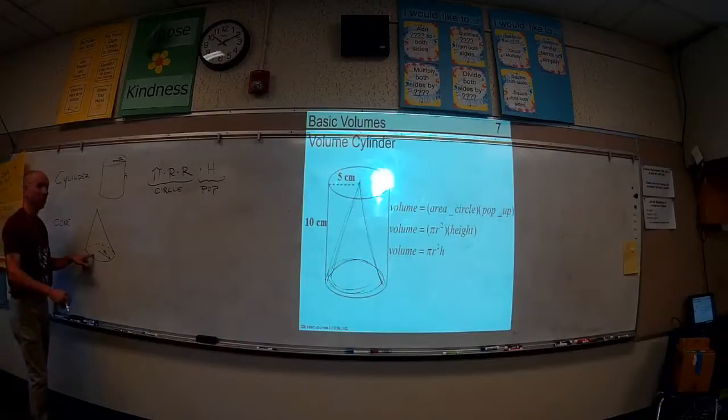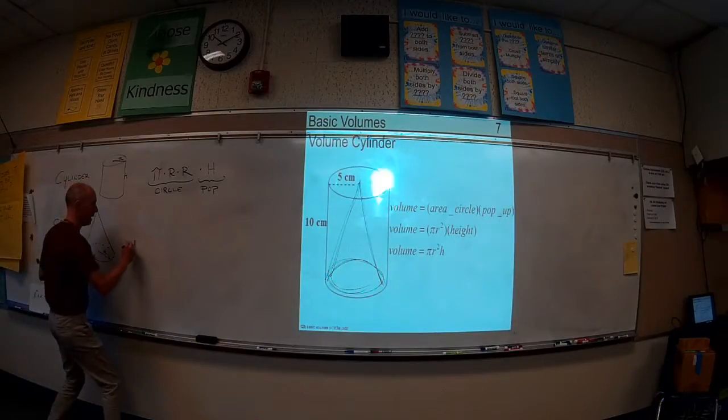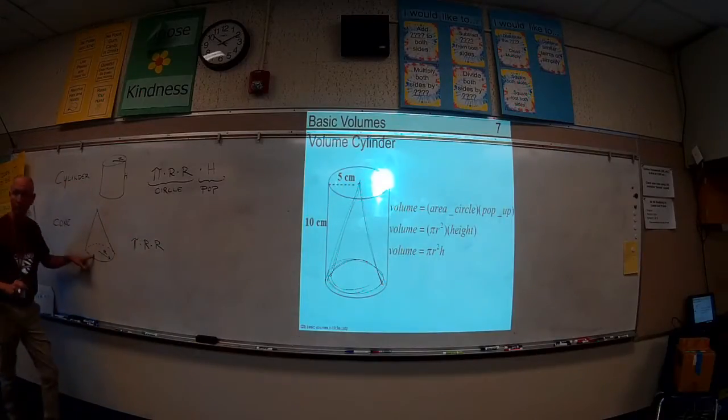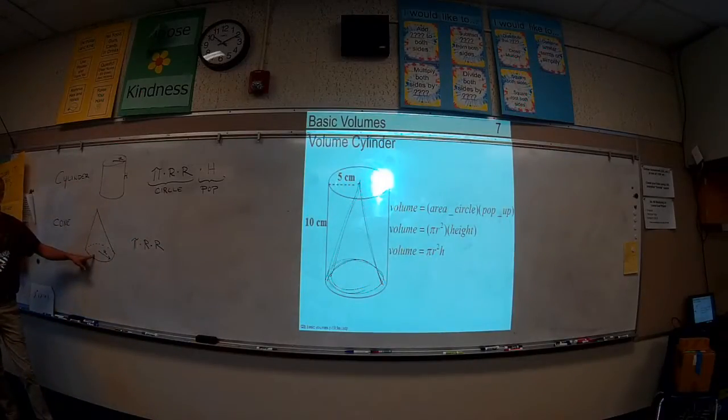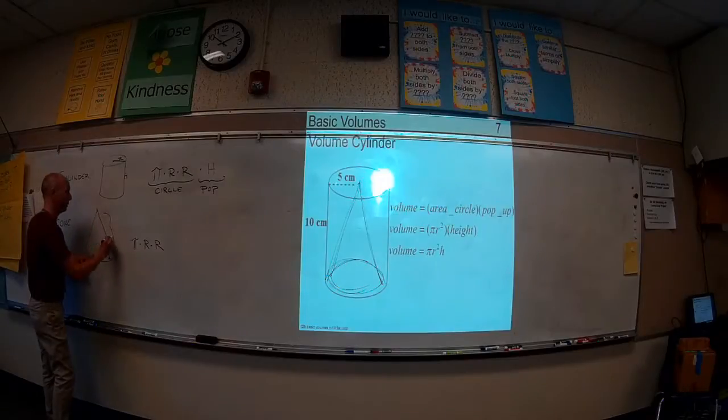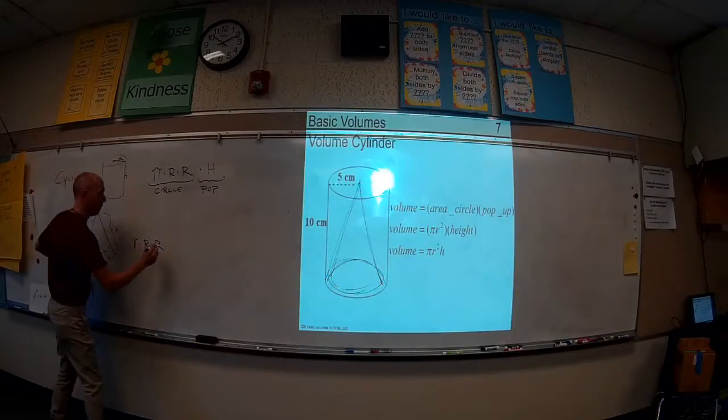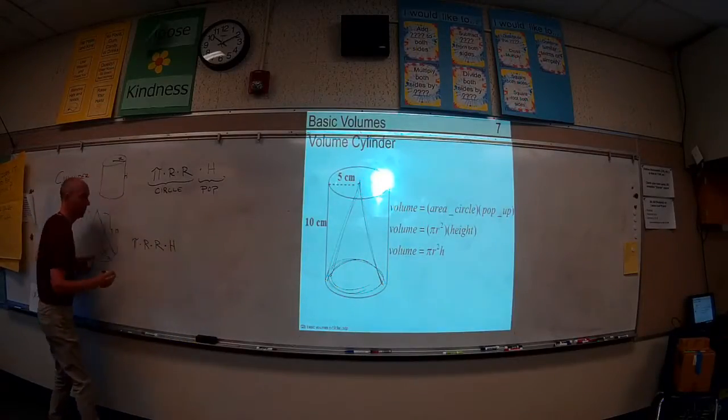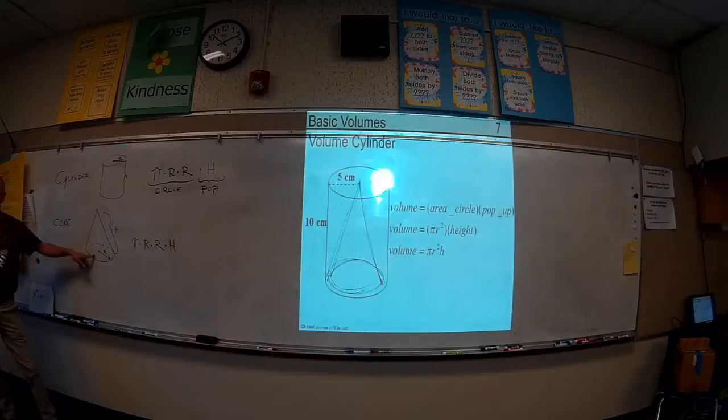They roll. So I start with my circle. Pi, r, r. Cool? Here's my circle. You ready for the pop? Boom. There's my pop. I just turned it into a cylinder.